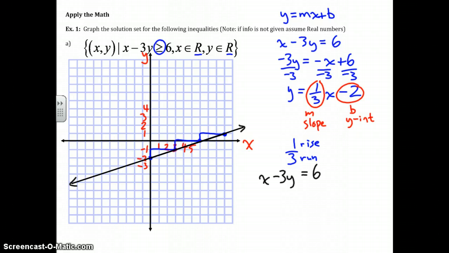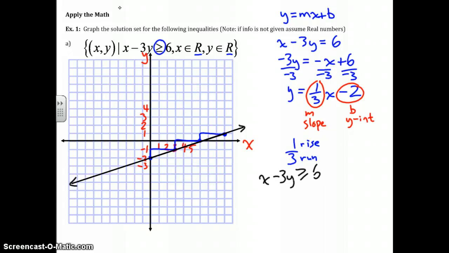But remember, our original equation wasn't actually an equation, it was an inequality. So instead of it being equals 6, right, it was greater than or equal to 6. So how do we figure out what to do with that? So essentially what we're looking to do is we want to know, is our graph this whole area down here, or is it this whole area up here? So there's a few ways of figuring that out.